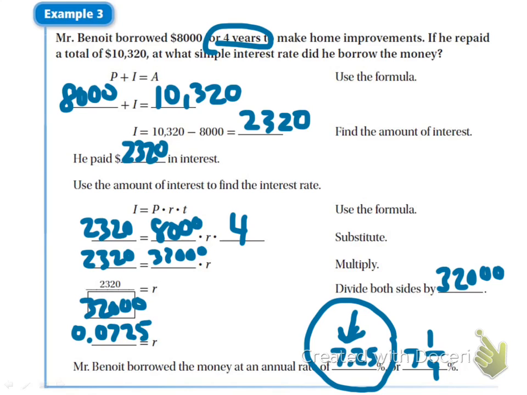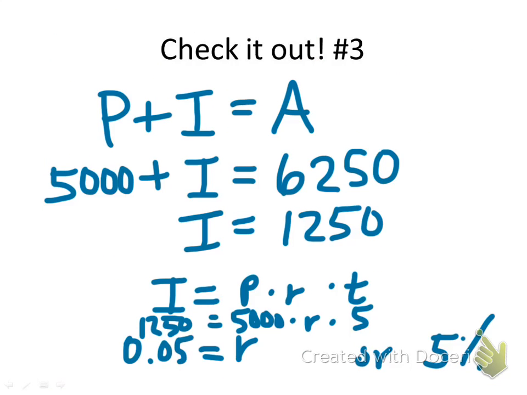Okay, check it out number 3. I want you to do it on your own. Pause the video. Okay, you should have done check it out number 3 to find that his interest was $1,250, and then when you worked it backwards, you found out that his rate of interest was 5%.